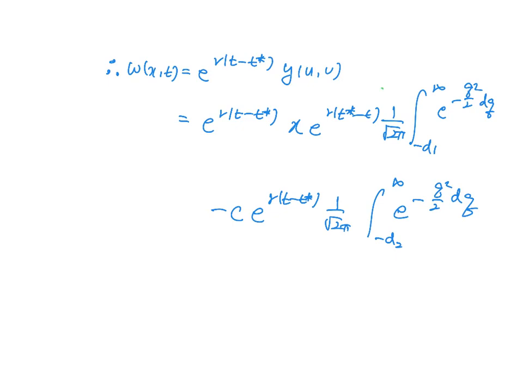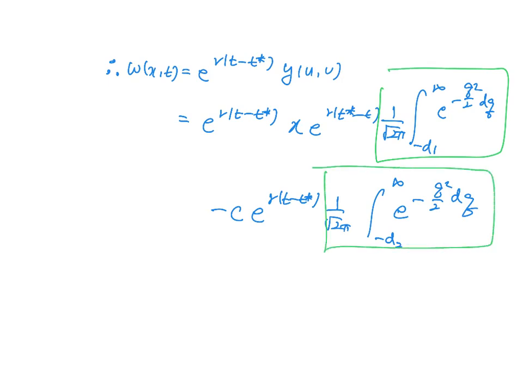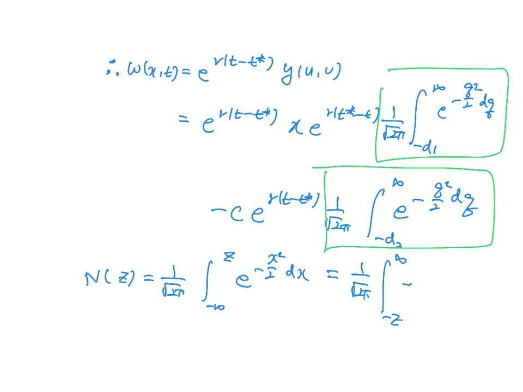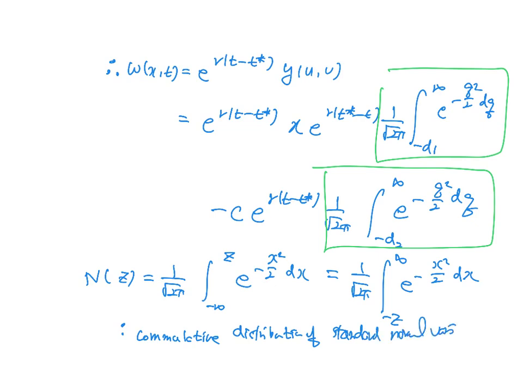So we can simplify this function. This is a tabulated function, and so we define N(z) as 1 over square root of 2 pi, integral from minus infinity to z of exponential minus x squared over 2 dx, the same as integral from minus z to infinity of exponential minus x squared over 2 dx. It has a name: the cumulative distribution of the standard normal variable. You may have encountered this during your statistics class in high school, the normal distribution or something like that, right?